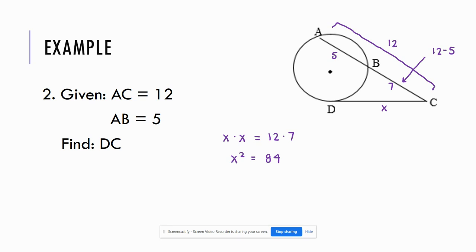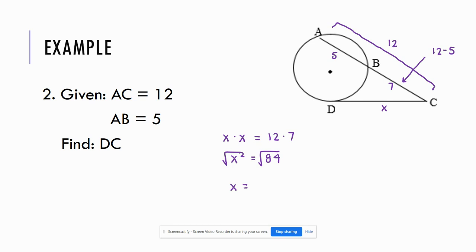In order to get x by itself, I want to get rid of the squared term, so I have to take the square root of both sides. That gets me x by itself. When you take a square root in an equation, you normally have two answers, both a positive and a negative. However, x is representing the length of a segment. There's no such thing as a negative length, so we only want the positive value.